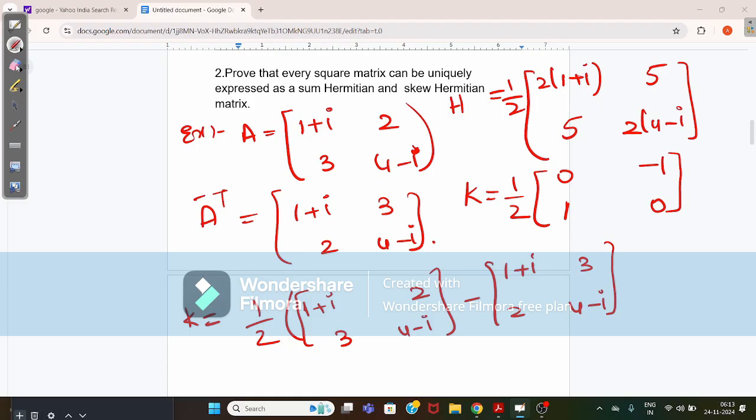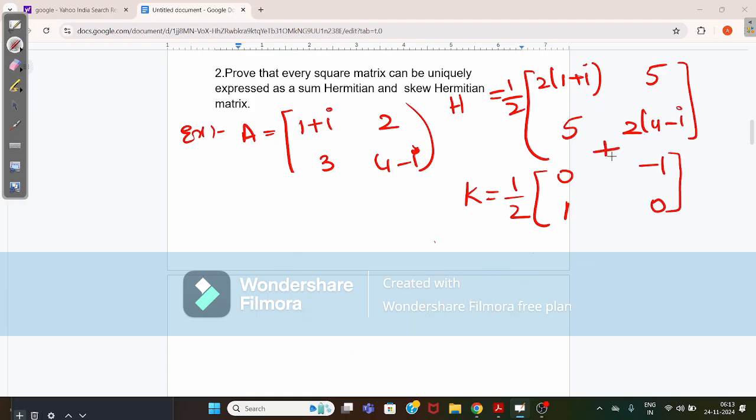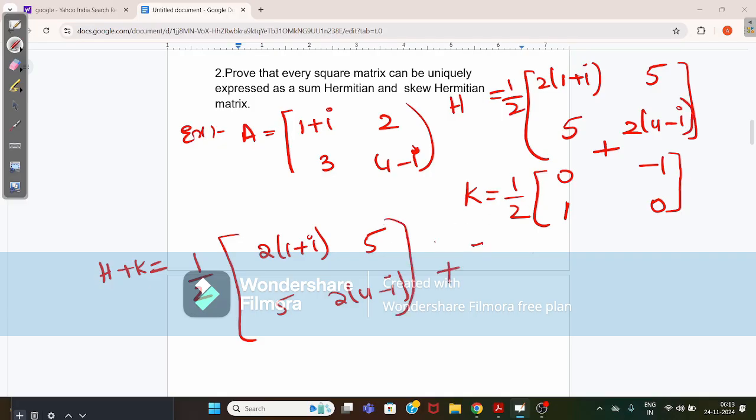Okay, now we have to add these two. So take H plus K, we get half common, 2 into 1 plus i, 5, 5, 2 into 4 minus i, plus 0 minus 1, 1, 0.